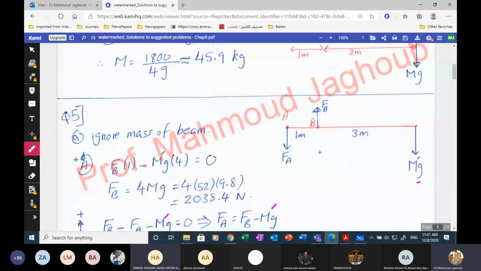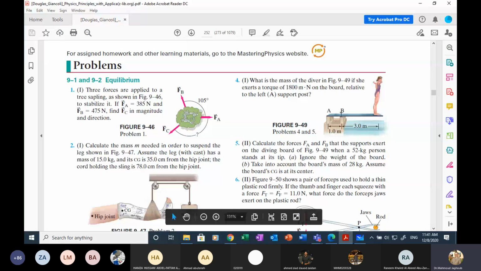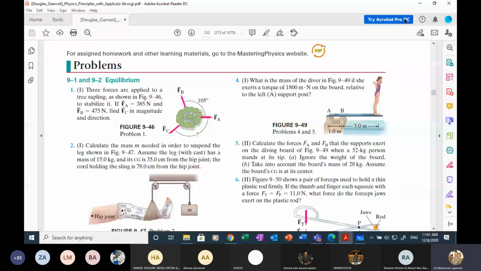Yes, in this part, he said ignore the weight of the board. That's why in part B, you see, he tells us to take the mass of the board into account. Now he says that this board has mass, and its mass is 28 kilograms. So I must take this into account. How do I take it into account? I have to add a third force, which is its weight, the weight of the board.